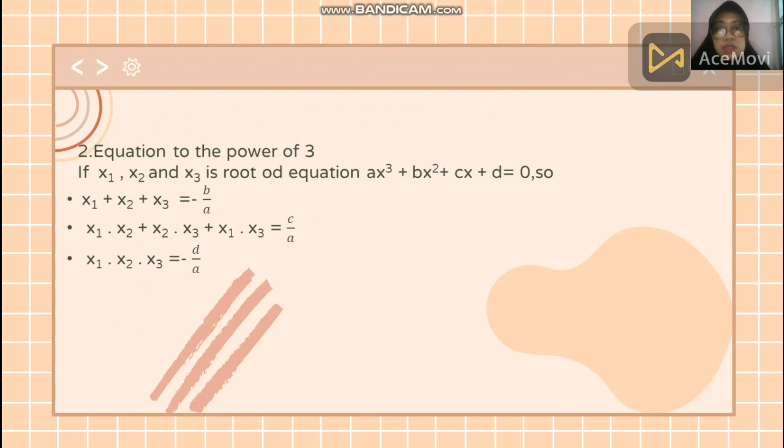2. Cubic equation. If x1, x2, and x3 are roots of the equation ax to the power 3 plus bx to the power 2 plus cx plus d equals 0, then x1 plus x2 plus x3 equals minus b over a. x1 times x2 plus x2 times x3 plus x1 times x3 equals c over a. x1 times x2 times x3 equals minus d over a.